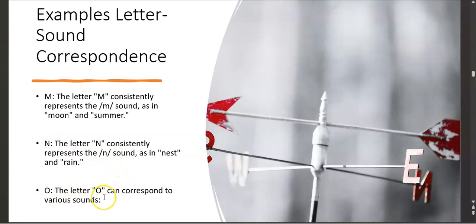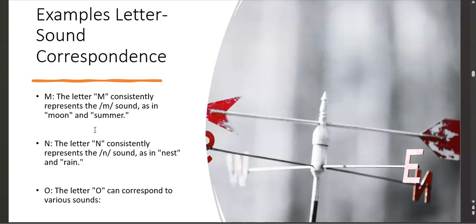And O also varies. We have different ways of pronouncing O. For example, in the word moon here, our O is pronounced as U. But in words like stop, our O is pronounced as O. Okay? So that is one way to understand phonics. Okay, class? Very, very easy.